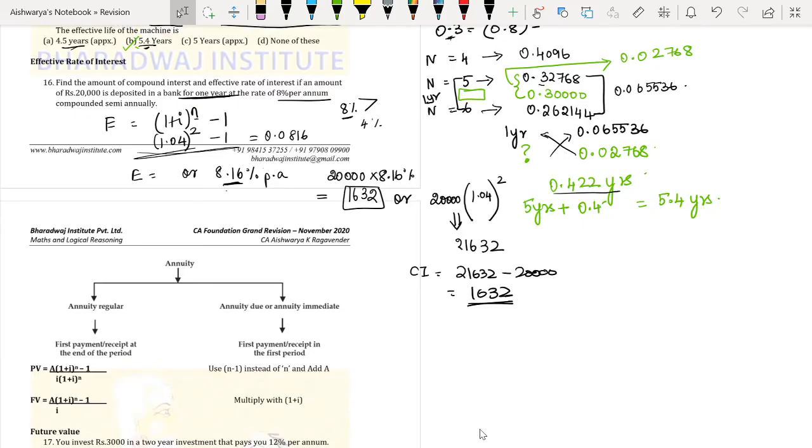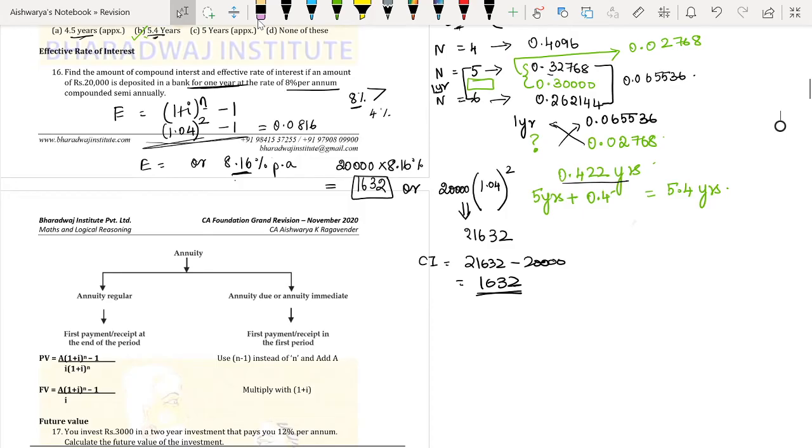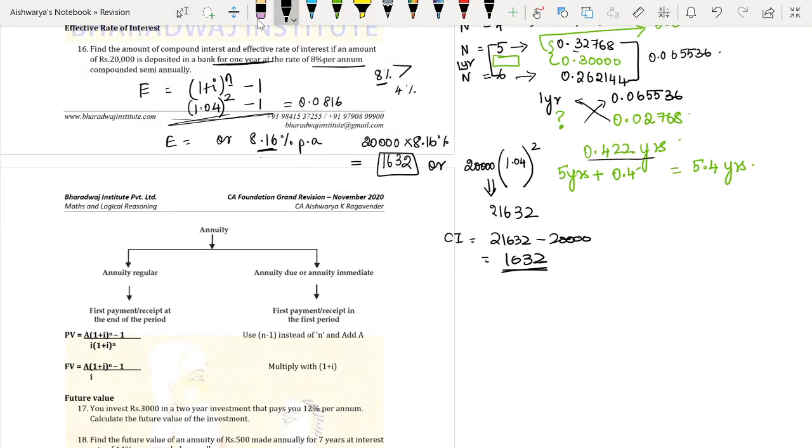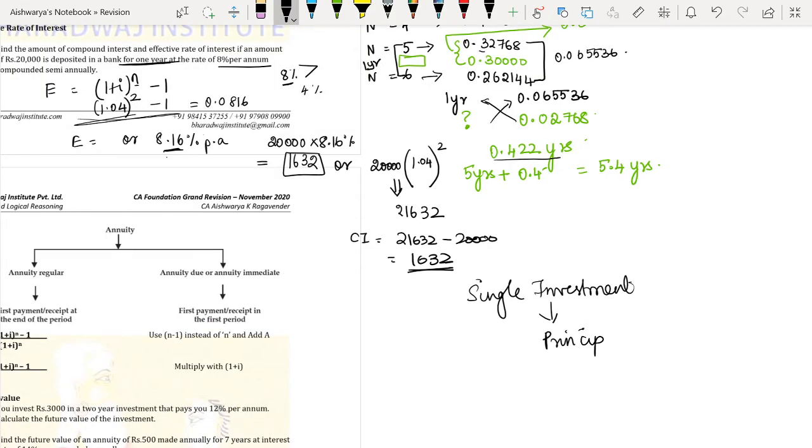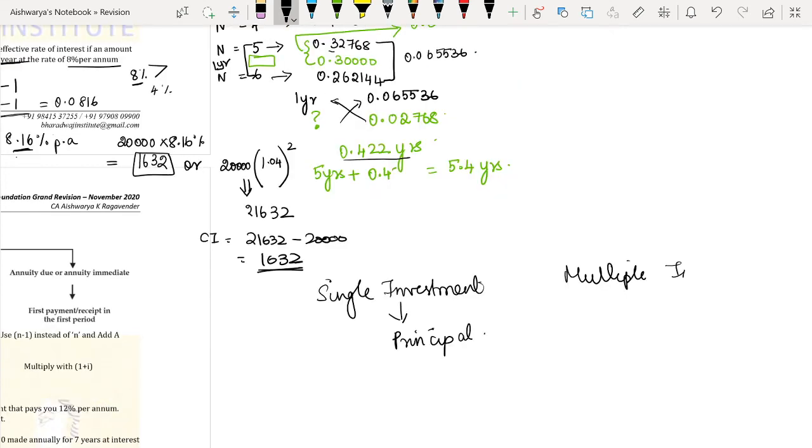Let's come to annuity. Annuity is something we have to understand: so far, whatever you did in simple interest and compound interest, there was a single investment which you called P, or principal. But what about multiple investments? What happens when you have multiple investments? Multiple investments means, look at this.